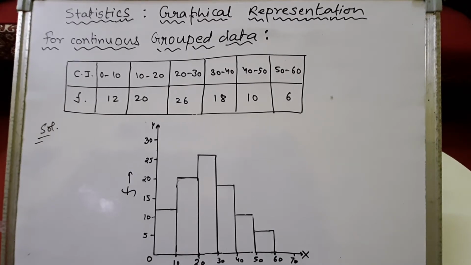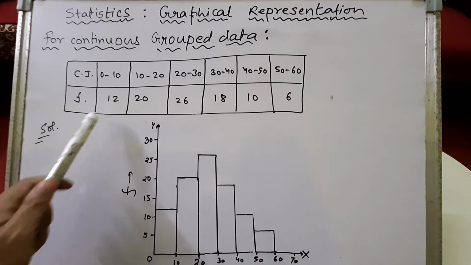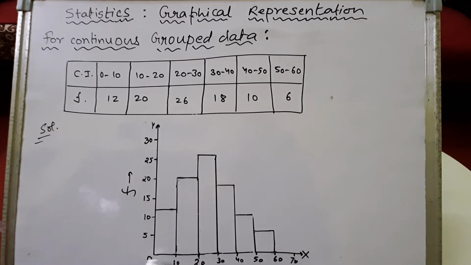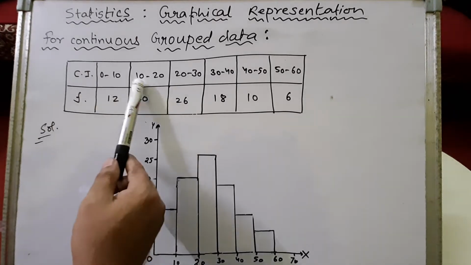So you can see here for the class interval 0 to 10, the frequency is 12. This is marked. When we draw the line, the breadth of the rectangle goes up to 10, then we join and make a rectangle. This rectangle represents the statistical data that in the class interval 0 to 10, the frequency is 12. Similarly, we'll be constructing more rectangles.